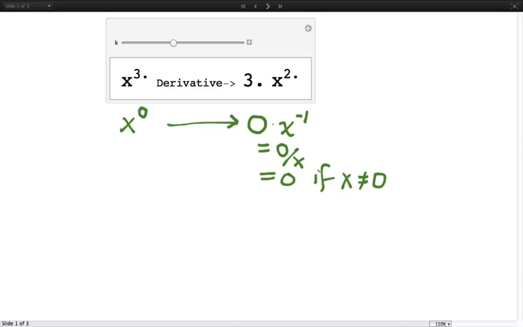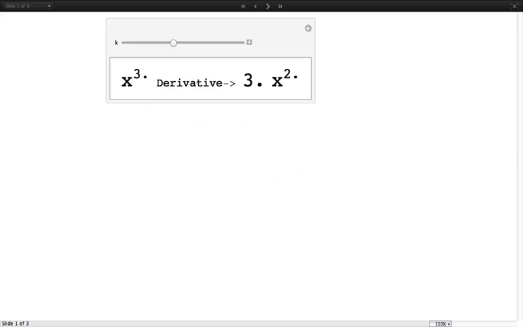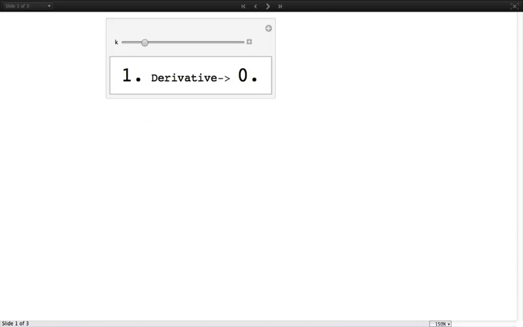But what is x to the 0 power to begin with? It's 1. So the derivative of 1 is equal to 0, true or false? Yeah, seems fine to me, right? So taking the derivative with a 0 power is not a big deal. The derivative of 1 is equal to 0. What about the opposite?